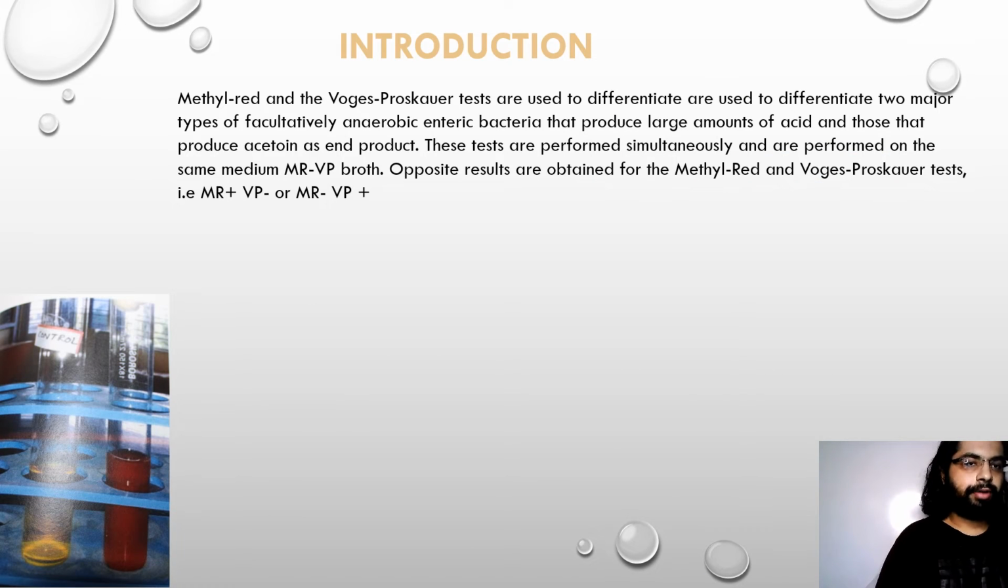Methyl-red and the Voges-Proskauer tests are used to differentiate two major types of facultatively anaerobic enteric bacteria that produce large amounts of acids and those that produce acetone as end product. These tests are performed simultaneously and on the same medium, MRVP broth. Opposite results are obtained for the methyl-red and Voges-Proskauer test, that is MR positive VP negative or MR negative VP positive.